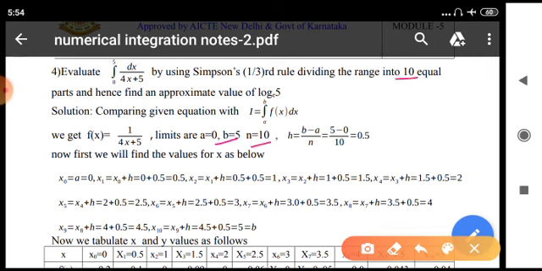Now we will calculate the value of h. h is given by the formula (b minus a) divided by n. That is 5 minus 0 divided by 10. 5 by 10 is 1 by 2, which is 0.5.